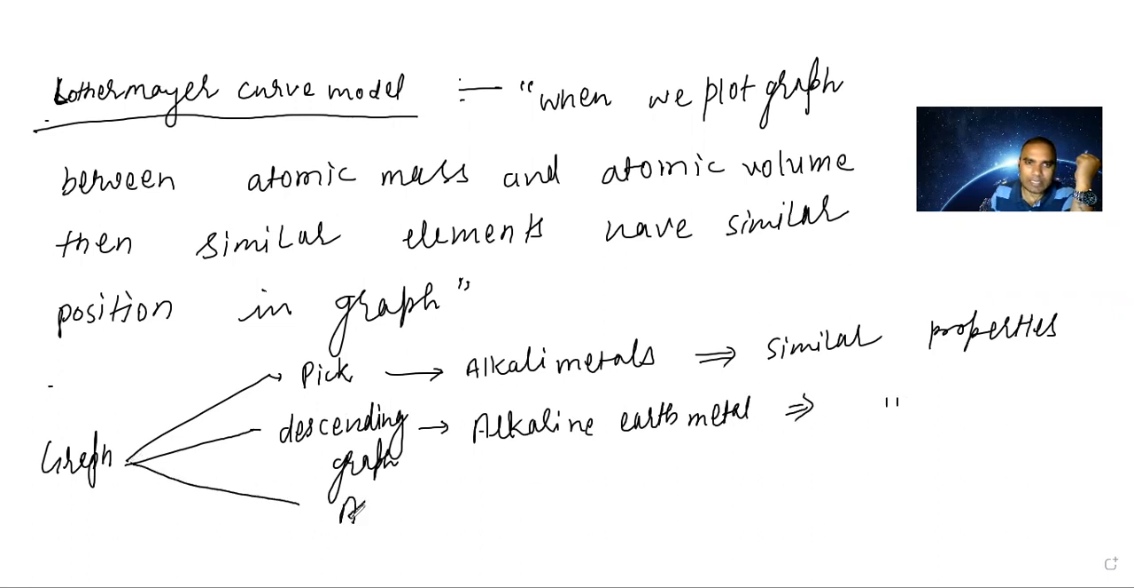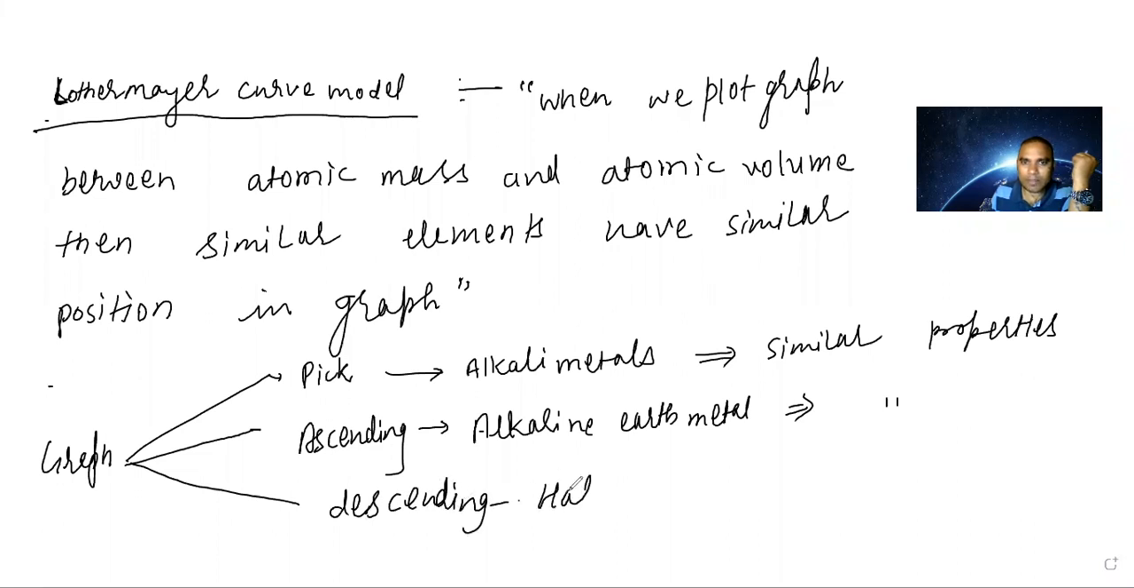Next one, they are saying ascending graph. Here is a little mistake: the first one is descending, and this is the ascending. Ascending means going upward, and the other is descending. If you are talking about the ascending part, that is the halogens, and they also together have the same properties.